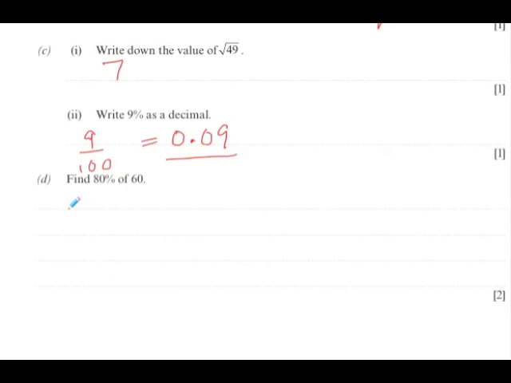Find 80% of 60. So 80% is 80 over 100 times 60. And you can cancel out the zeros. So it's 8 times 6, which is 48.